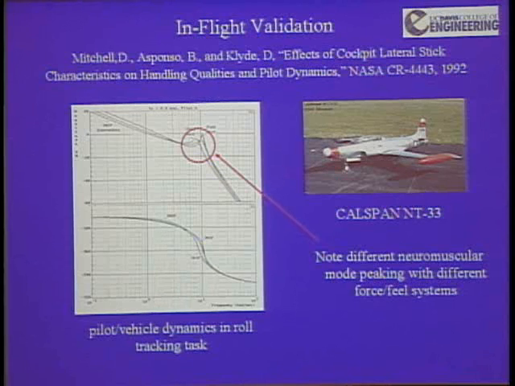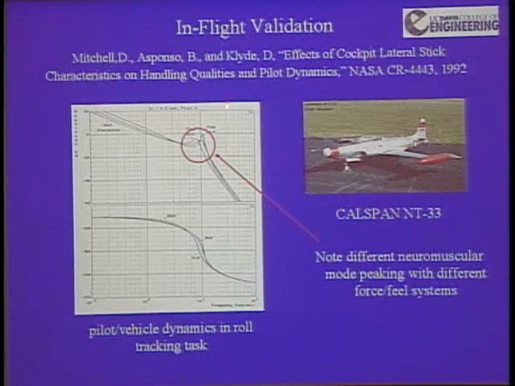Okay, some more in-flight validation done here with the CalSpan NT33. More interest in what's going on with this peaking due to the neuromuscular dynamics in combination with the manipulator. It seems like a lot of effort just to worry about what's going on with the control stick. But around this time, some nasty oscillations were occurring in high-performance aircraft. It's called roll ratchet. When pilots were doing a very rapid snap roll, the aircraft would get into a high-frequency oscillation. And it wasn't loss of control, but the pilot's head was getting whapped around, hitting the side of the cockpit, and they couldn't stop it.